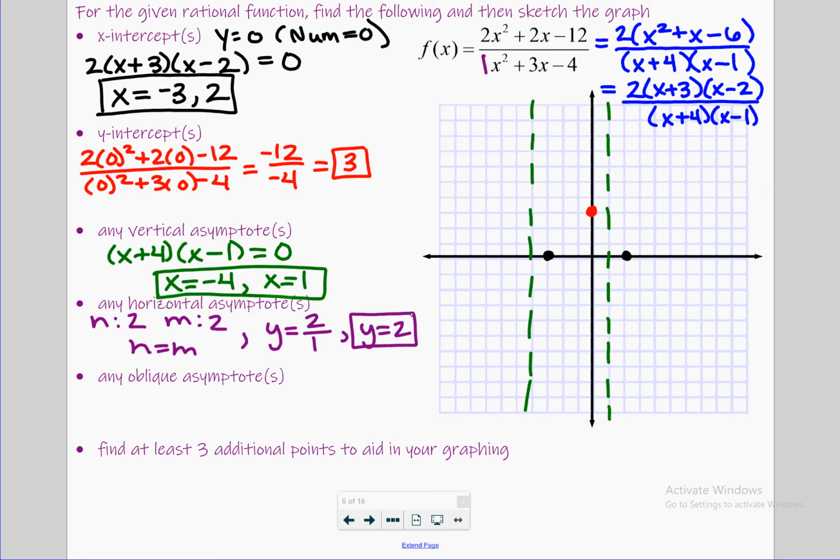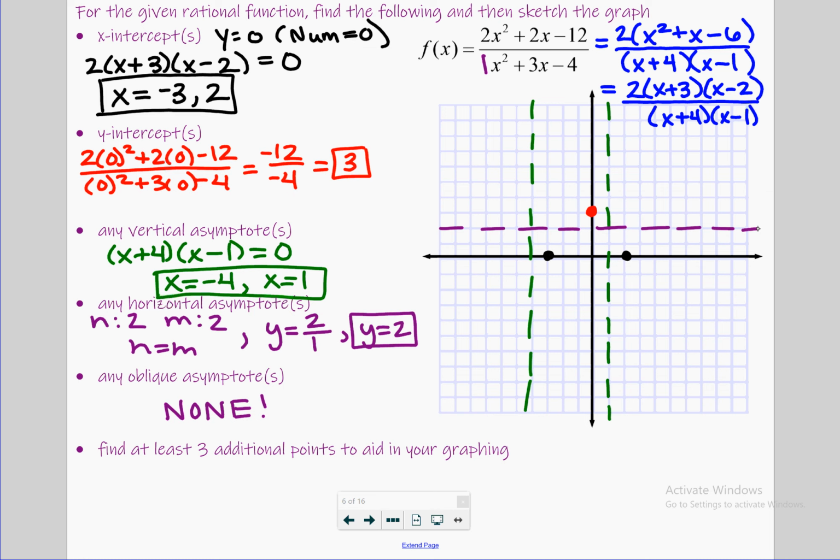So what if n was less than m? What would be our answer? N is less than m. Y equals 0, I think I heard somebody. Yep, n is less than m, it's y equals 0. What if n is greater than m? It's oblique instead. So it's either one or the other. So as far as oblique goes, there are none. Okay. And I'm going to graph y equals 2 right there.